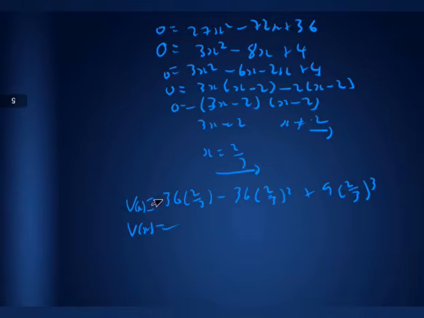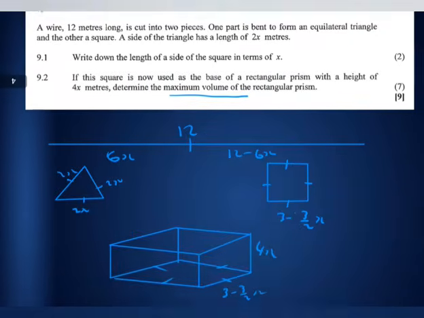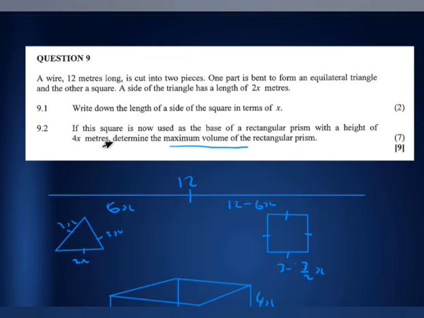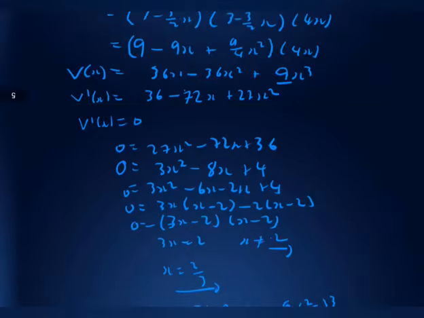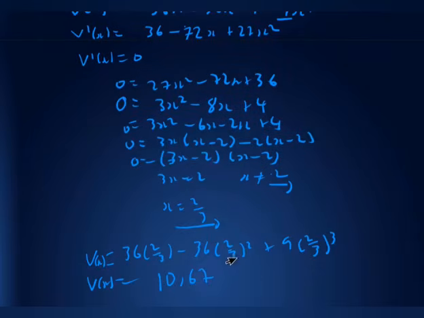So the answer is going to be 10.67, right? So let's see if they gave us any units. Obviously, they didn't give us. Okay, fine, they did. If they didn't give us any units, we're going to say units cubed, but they said for x meters. So therefore, it's going to be meters cubed, right? Volume is in cubed, area or surface area is in squared. Perimeter is just in units.